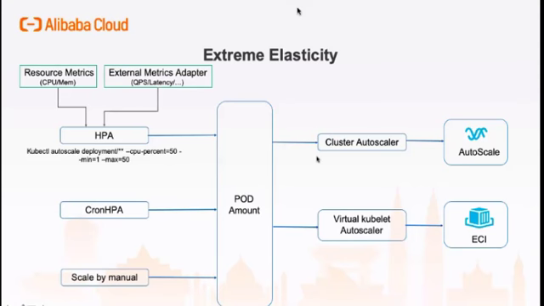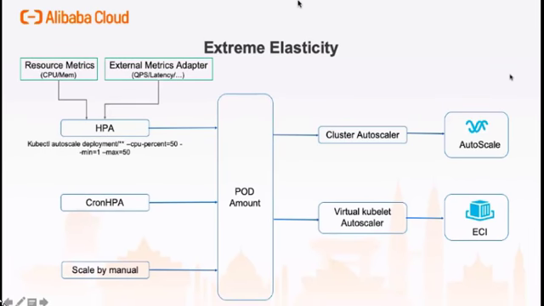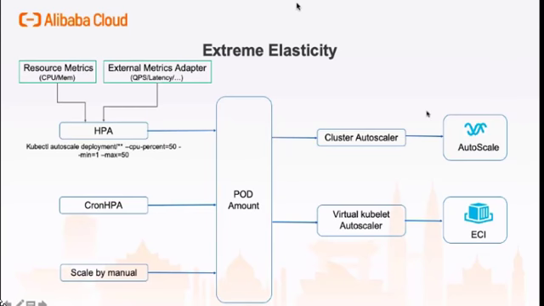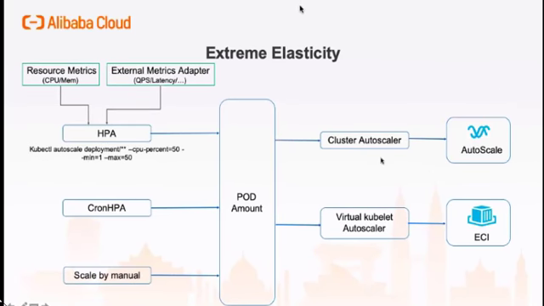And the pod can be triggered by cluster AutoScaler, and then the cluster AutoScaler will trigger AutoScaling, which is an Alibaba Cloud service, and AutoScaling will create a new ECS and add this ECS into the cluster. Or the pod can go through the virtual node AutoScaler, a component developed by Alibaba Cloud, to create more pods, and these pods run on ECI.